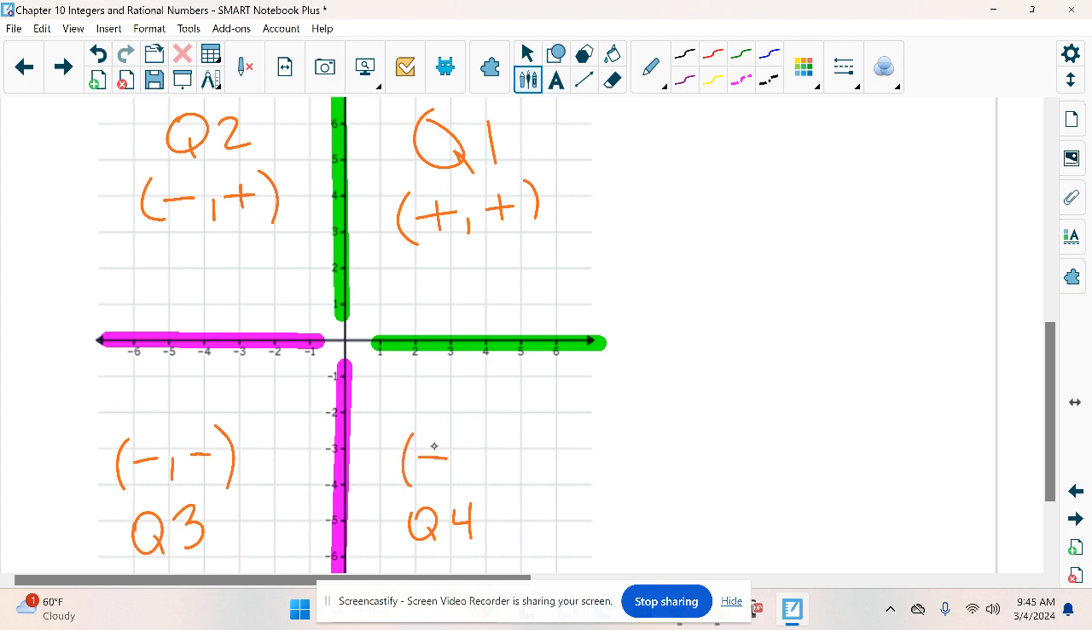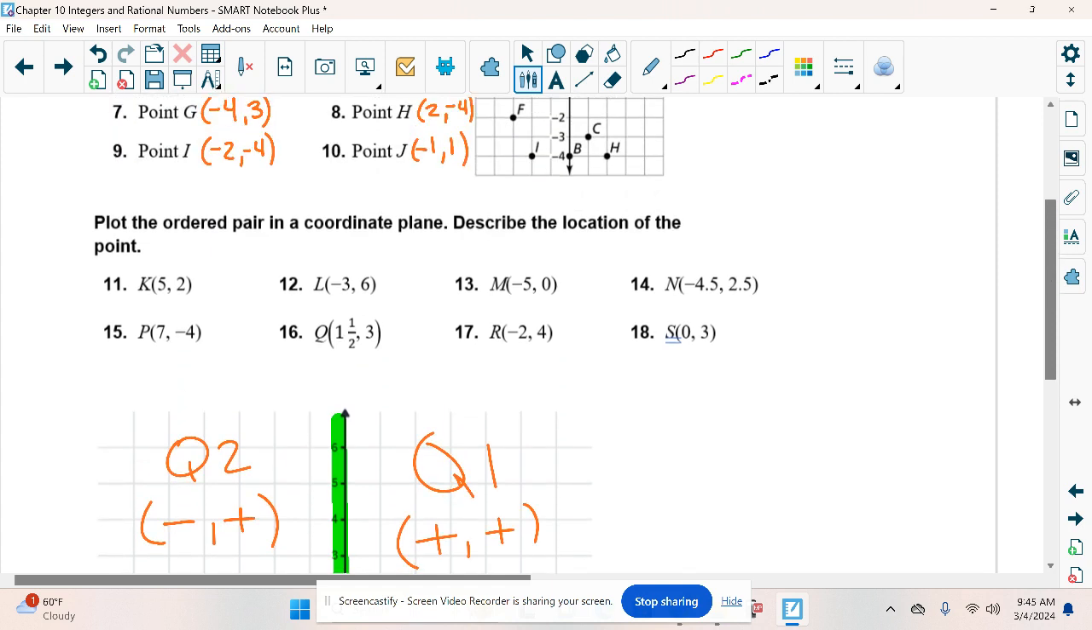And then diagonal from that is positive, negative. Okay, so looking at the signs, we're going to predict what quadrant they are in. Looking at number 11, we have 5, 2. What are the signs for this point? Positive, positive. So what quadrant is positive, positive? We're predicting it's going to be in Q1. Okay?